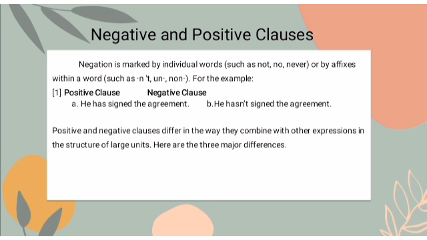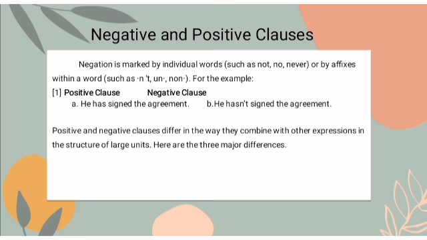Such as not, and none. Let's see the example. In positive clause, in A, he has signed the agreement, and in negative clause, in B, he has not signed the agreement. So, the grammatical system in which positive and negative contrast is called polarity. Clause in example A has positive polarity, while example B has negative polarity.